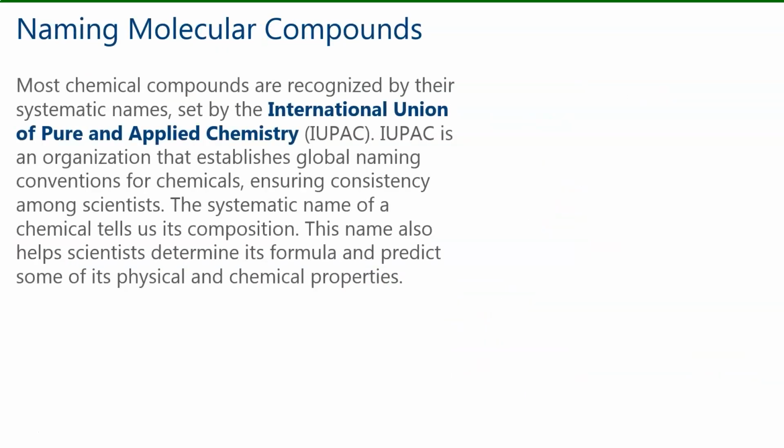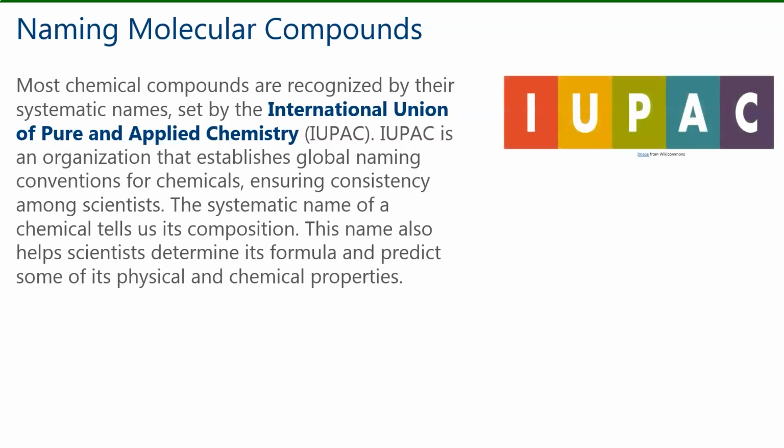Most chemical compounds are recognized by their systematic names, which are set by the International Union of Pure and Applied Chemistry, IUPAC. IUPAC is an organization that establishes global naming conventions for chemicals, ensuring consistency among scientists. The systematic name of a chemical tells us its composition. This name also helps scientists determine its formula and predict some of its physical and chemical properties.